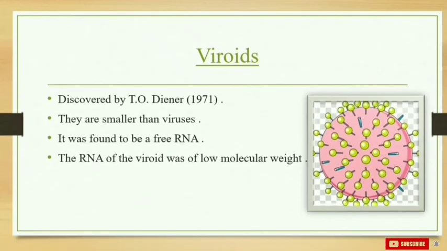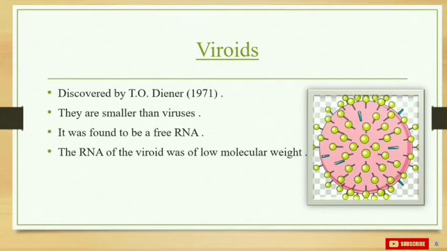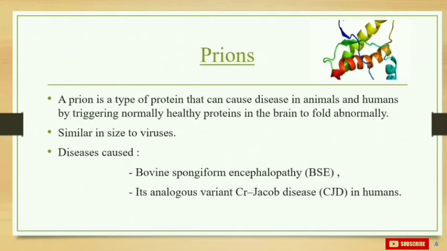Now talking about viroids. Viroids were discovered by T.O. Diener, an infectious agent, and they were found to be free RNA, that is, they lack the protein coat found in viruses, and hence they are named viroids. So our next group is prions.